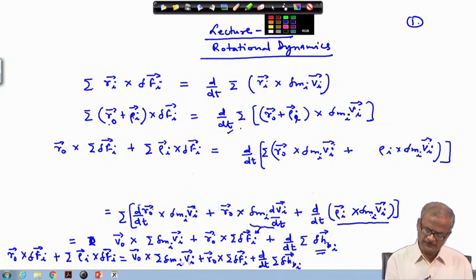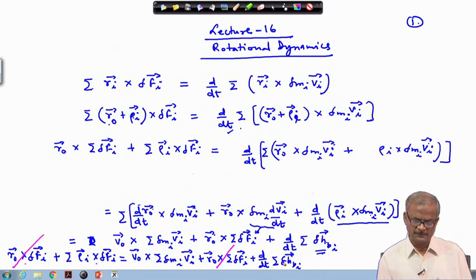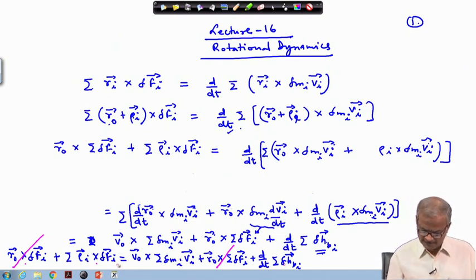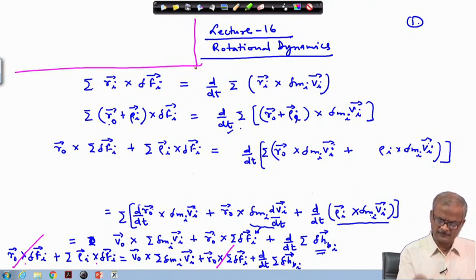Now, if we look into this particular equation, this term and this term are both the same. So, this term and this term will cancel out, and what remains is this particular term on the left hand side and these two terms on the right hand side. So, I will write it for convenience here in this place itself.